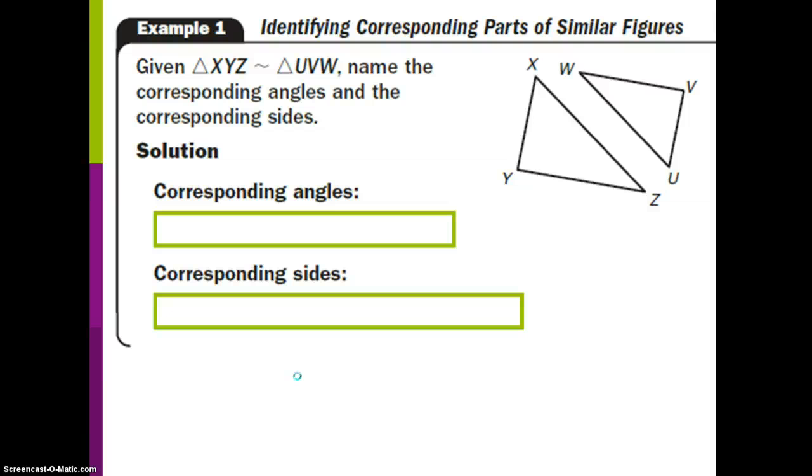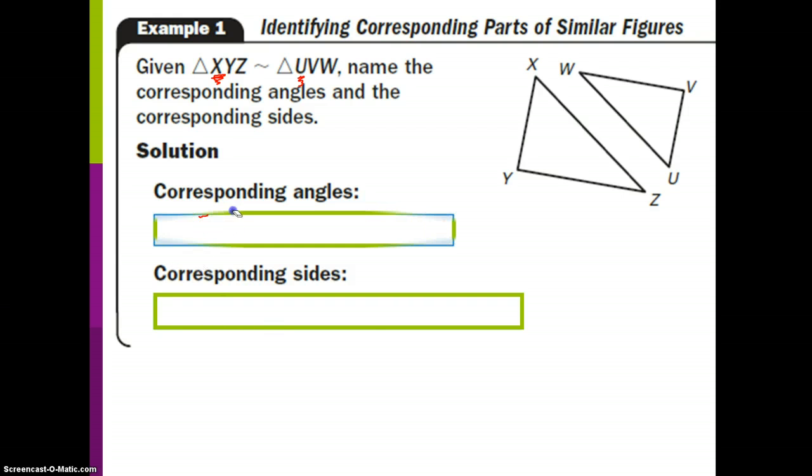In example 1, identify corresponding parts of similar figures. Remember, corresponding angles and corresponding sides. The shape doesn't really tell us too much about what's corresponding. However, when they give you the triangle XYZ, that's telling us what's corresponding to triangle UVW. The first letter, or the first angle, is X, just like the first one is U. So I can say angle X is corresponding to angle U.